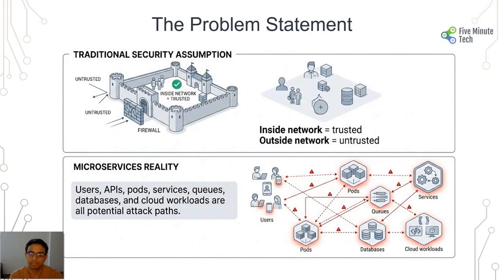And Zero Trust changes the question from "is this request coming from inside our network?" to "who is making this request, what resources are they accessing, why should they be allowed, and can we verify it right now?" That is the whole problem we're trying to solve with this implementation.